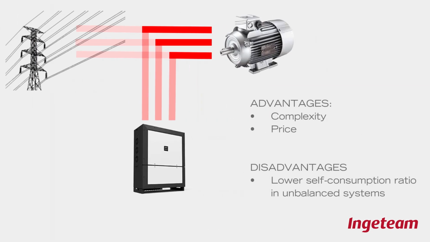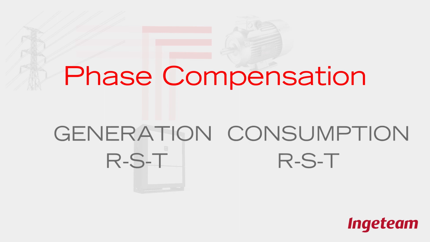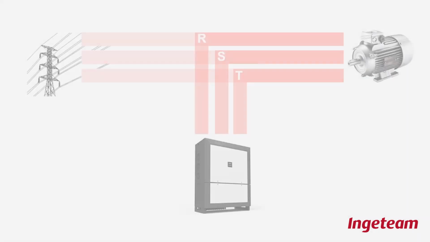The second ones have a lower complexity and price. However, they tend to have a lower self-consumption ratio. This disadvantage can be minimized with what we know as phase compensation. Phase compensation consists of considering generation and consumption as two large blocks. Within the generation block, we find all the available PV energy, and within the consumption block, we find the total amount of energy consumed by the three phases. Let's have a look at an example to illustrate this functionality.